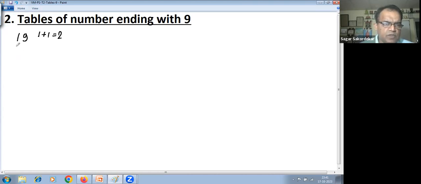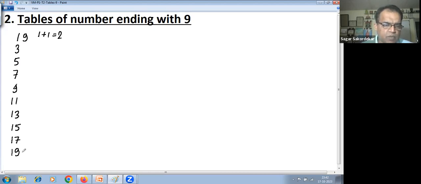1 plus 2, 3. 3 plus 2, 5. 5 plus 2, 7. 7 plus 2, 9. 9 plus 2, 11. 11 plus 2, 13. 13 plus 2, 15. 15 plus 2, 17. 17 plus 2, 19. Now 19 is the same number for which you are writing the table.